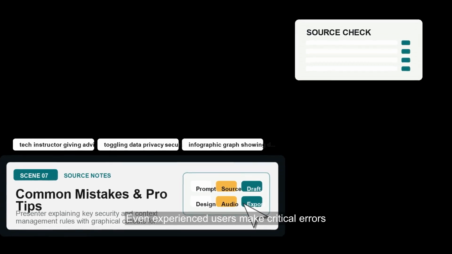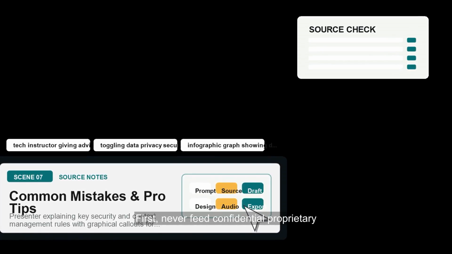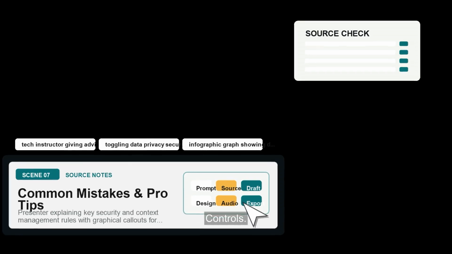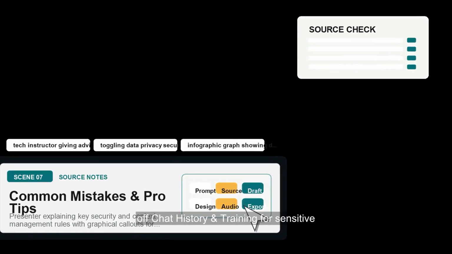Even experienced users make critical errors that compromise output quality. First, never feed confidential proprietary data into public chats without enabling data controls. Navigate to Settings, Data Controls, and turn off chat history and training for sensitive sessions.